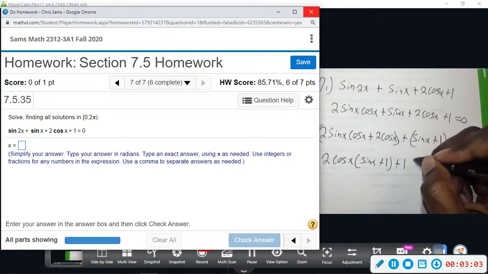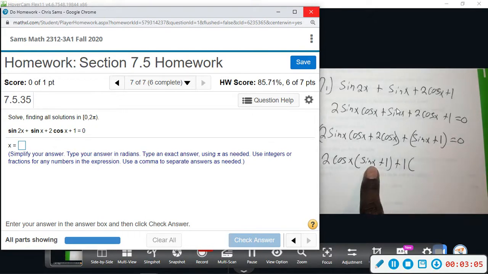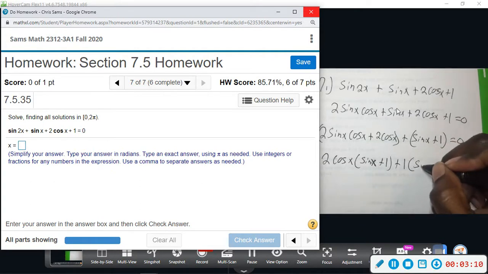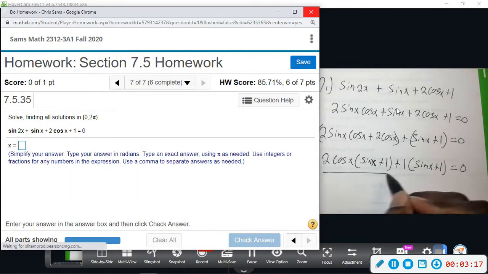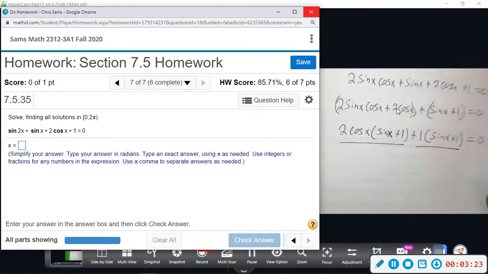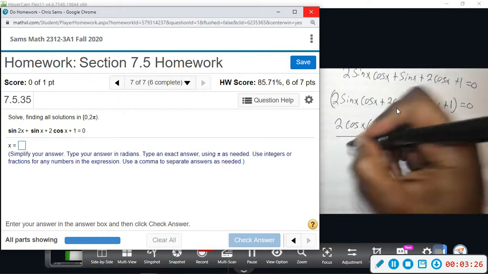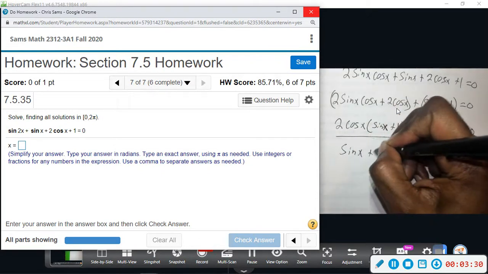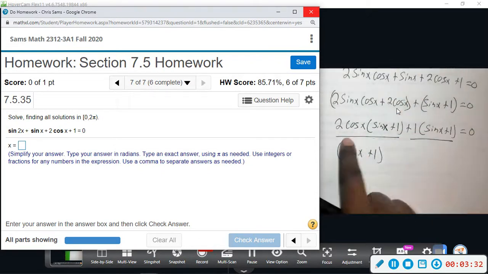Just factor out a 1. You have to factor out something. But when you do factor by grouping, you want the inside parentheses to be the same. And they are. So now we look at this term and this term. They both have sine x plus 1, so we factor that from both of them. And then sine x plus 1, and what you have left is 2 cosine x plus 1.